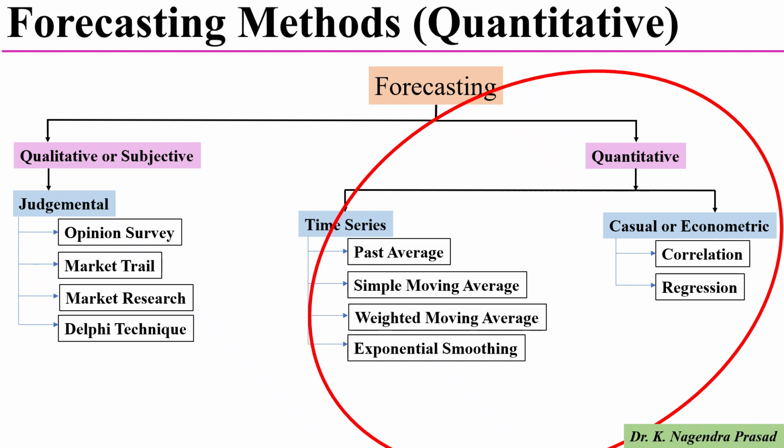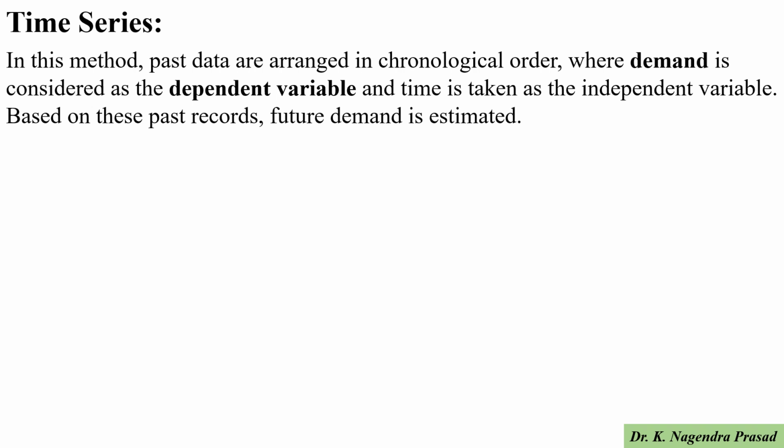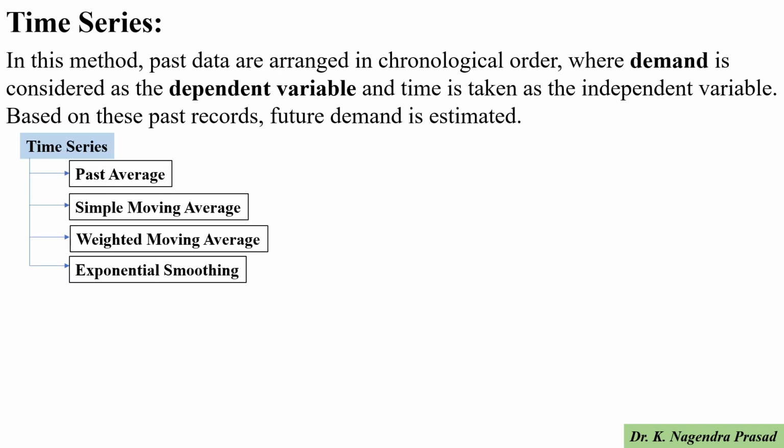In the present video, we will discuss the quantitative forecasting methods. First, we will discuss the time series quantitative methods. In this time series method, past data are arranged in chronological order where demand is considered as the dependent variable and time is taken as the independent variable. Based on these past records, future data is estimated.